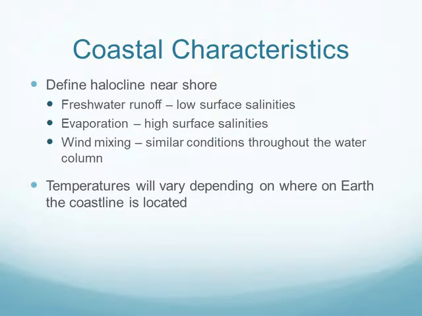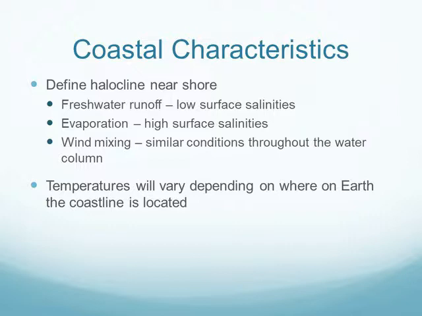Some characteristics of coastal regions are that there is a defined halocline near the shore. And a halocline, remember, is a rapid change in salinity from the surface to the deep ocean. And this halocline is there because of a lot of freshwater runoff that occurs in the coastal regions. And this brings lower salinity waters at the surface.